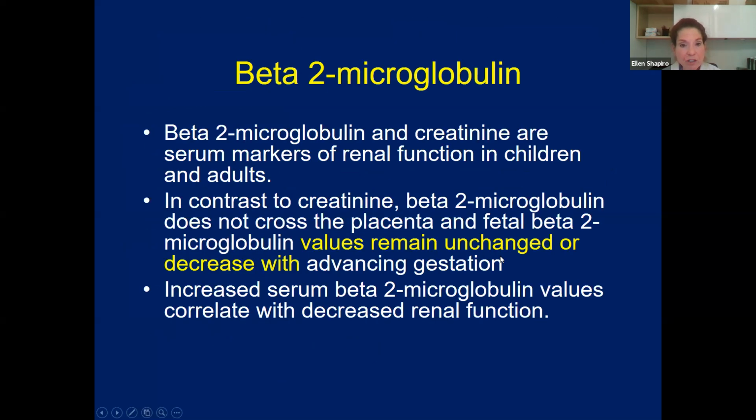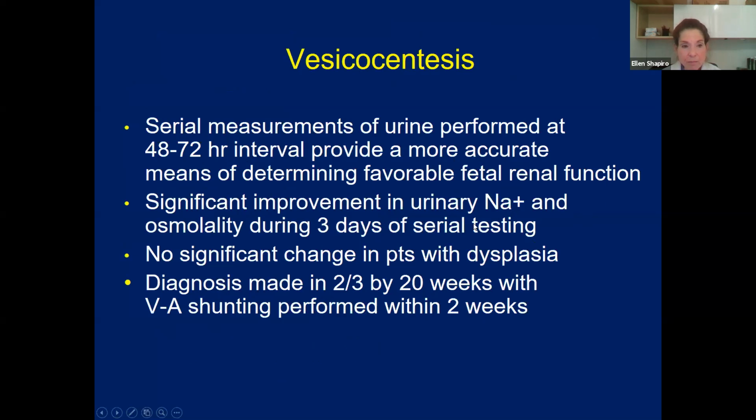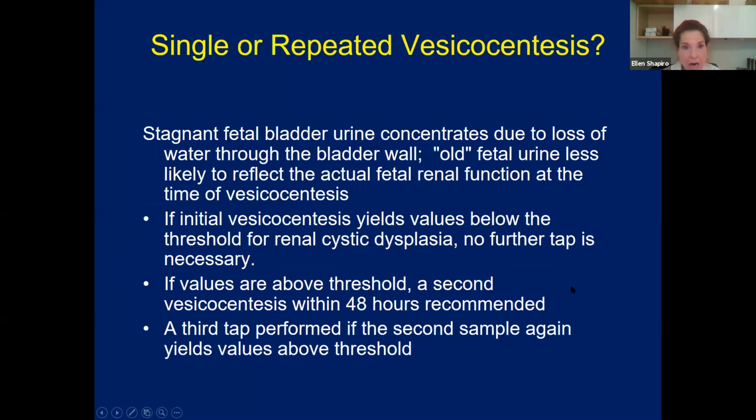And as you know, sometimes you need to do serial measurements because the first measurement may show, shall we say, old numbers. By infusing saline or doing the vesicocentesis 2 or 3 times at 48 to 72 hour intervals, you may determine that the fetal renal function is actually favorable, okay?